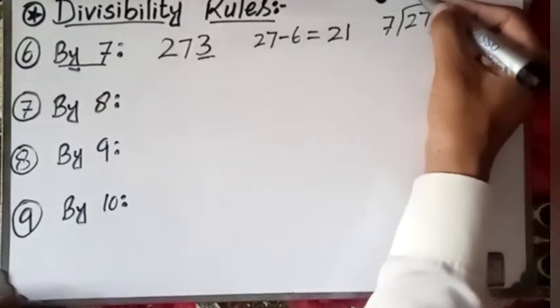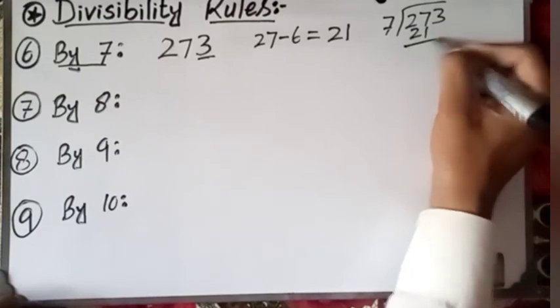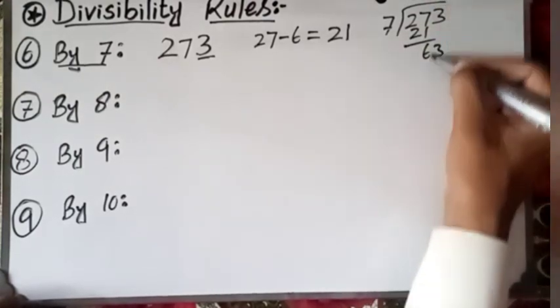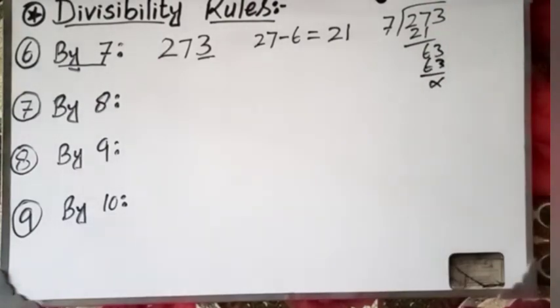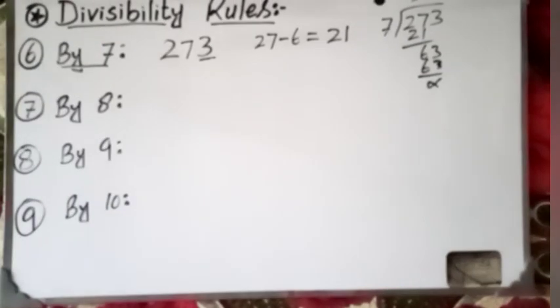You can see that 7 times 3 is 21, we are left with 6, and 7 times 9 is 63, so this is completely divisible by 7. This is a bit hard one, so I am repeating it again. A number is divisible by 7 if we double its last digit and subtract it from the remaining number, and if the answer is divisible by 7, then the full number is divisible by 7.